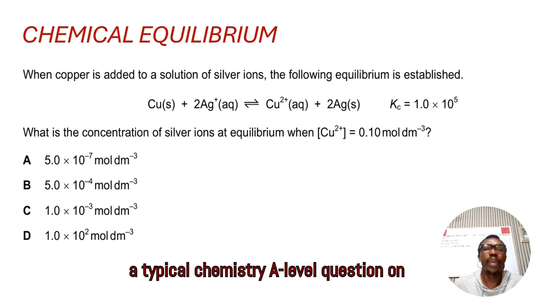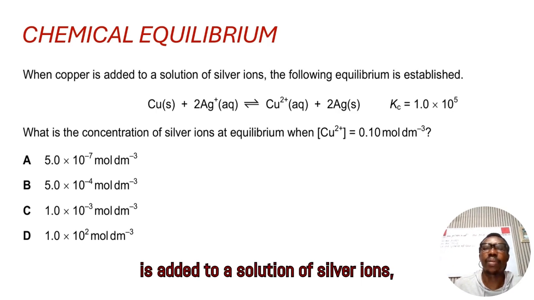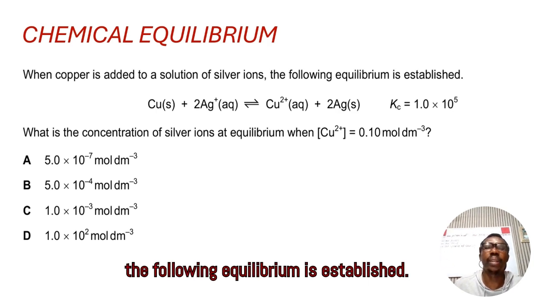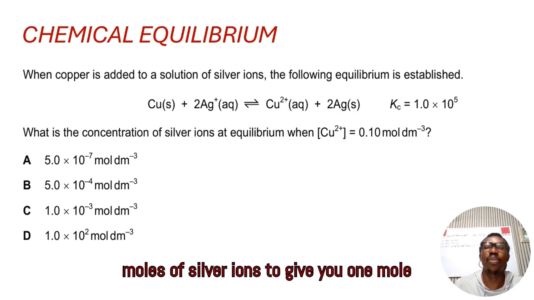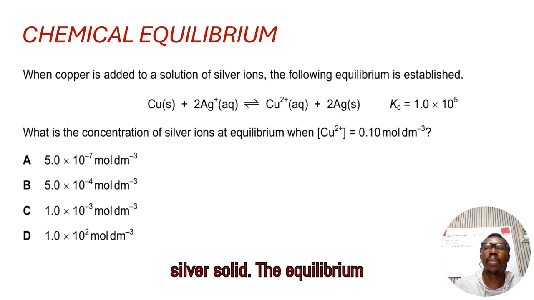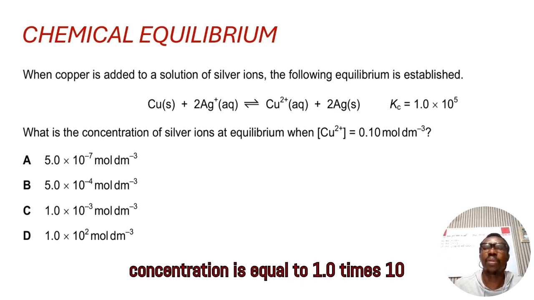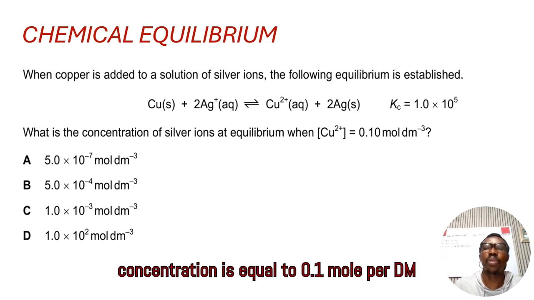Before us is a typical chemistry A-level question on chemical equilibrium. When copper is added to a solution of silver ions, the following equilibrium is established: 1 mole of copper solid reacts with 2 moles of silver ions to give 1 mole of copper(II) ions and 2 moles of silver solid. The equilibrium constant is equal to 1.0 times 10 raised to the power 5. What is the concentration of silver ions at equilibrium when the copper(II) ion concentration is equal to 0.1 mole per dm cube?